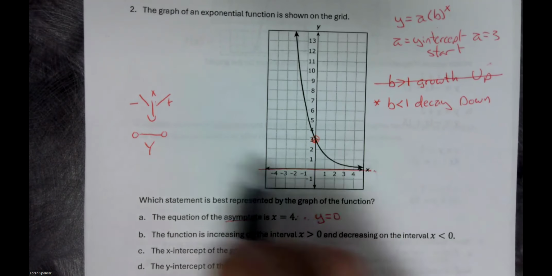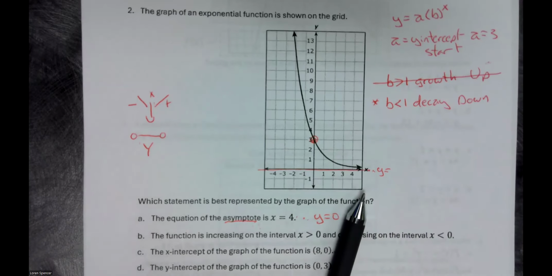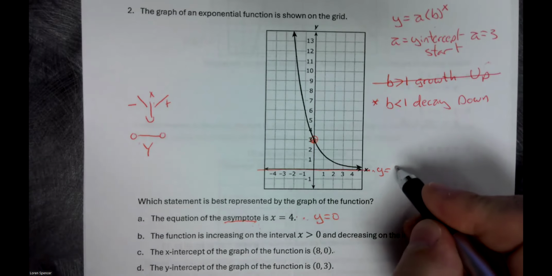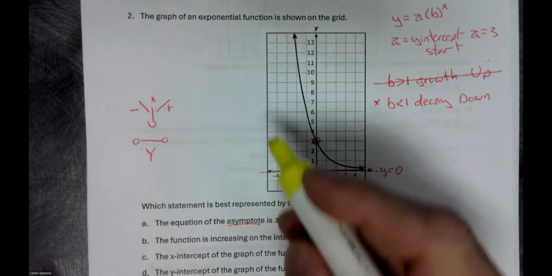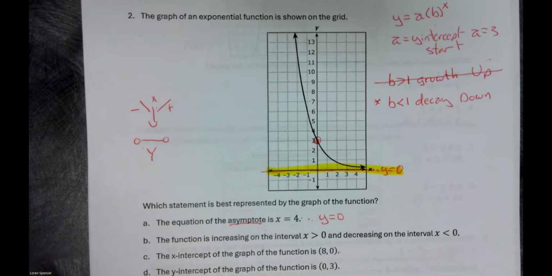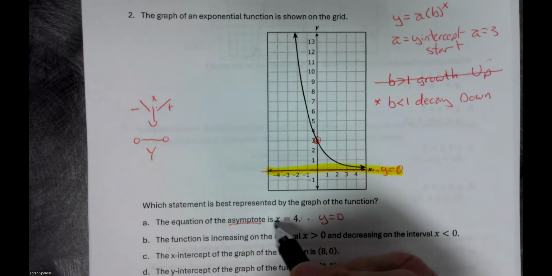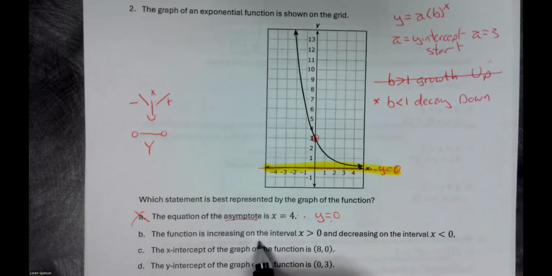Well, what is this line? It's a horizontal line. And what is our y value? In this case, our y value happens to be 0. So y equals 0 is our horizontal asymptote. That is a line that it never touches. So in this case, we know for sure that A is incorrect because it's not x equals, it's y equals 0.